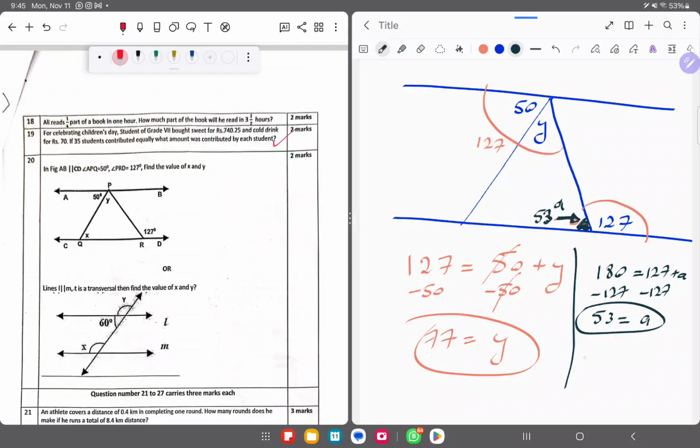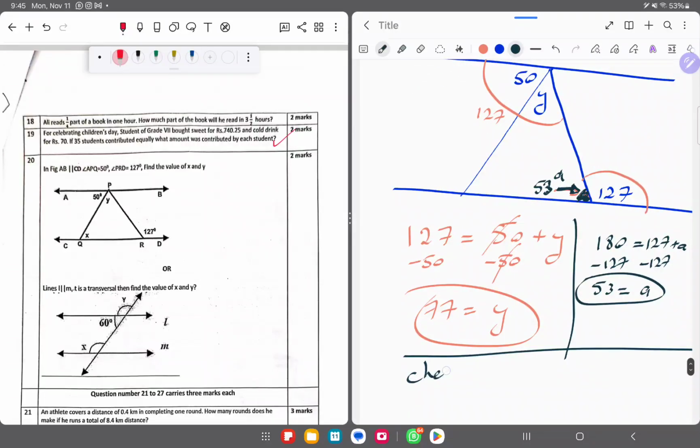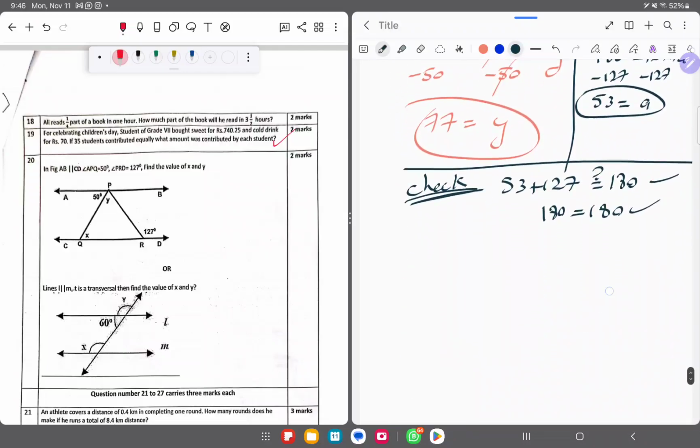Now let's check. 53 plus 127, is it actually equal to 180? My calculation should be correct. So yes, 180 is equal to 180. Now, what do they also want? They want the other one. T is a transversal line. Then find the value of x and y. This is the second part of the exercise.